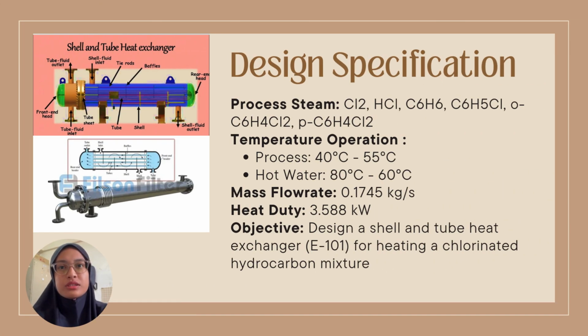This slide shows the design specification of our shell and tube heat exchanger. The process stream consists of chlorinated hydrocarbons such as chlorine, hydrochloric acid, benzene and dichlorobenzene isomers. This mixture needs to be heated safely before further processing. The operating temperature of the process stream increases from 40 degrees Celsius to 55 degrees Celsius, while hot water flows from 80 degrees Celsius to 60 degrees Celsius as the heating medium.